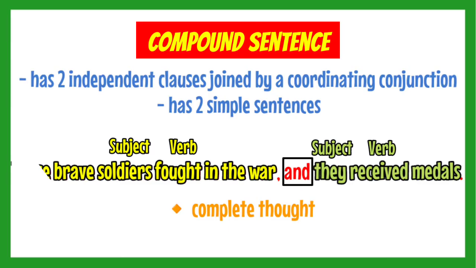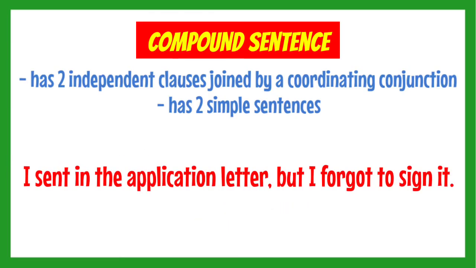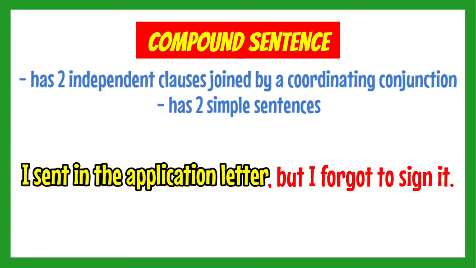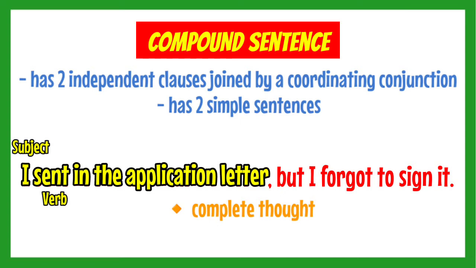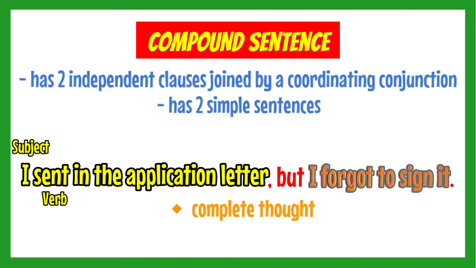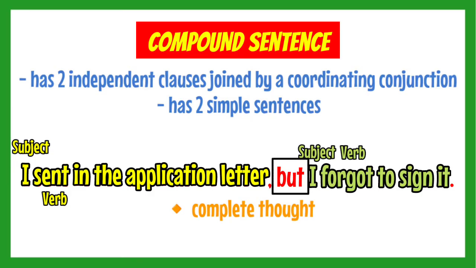Clear? Let us have another example. I sent in the application letter, but I forgot to sign it. This is a compound sentence because it has two independent clauses. The first one is, I sent in the application letter. It is a simple sentence. It has a complete thought, and it has a subject, which is I, and a phrasal verb, which is sent in. The other independent clause in the sentence is, I forgot to sign it. It has a subject, which is I, and a verb, which is forgot. And take note that these two independent clauses are joined by a coordinating conjunction, but.